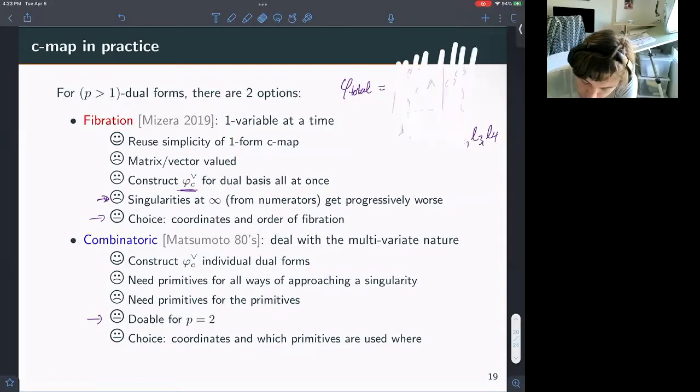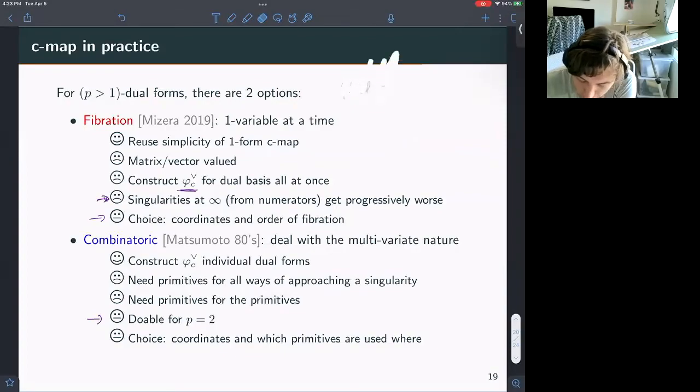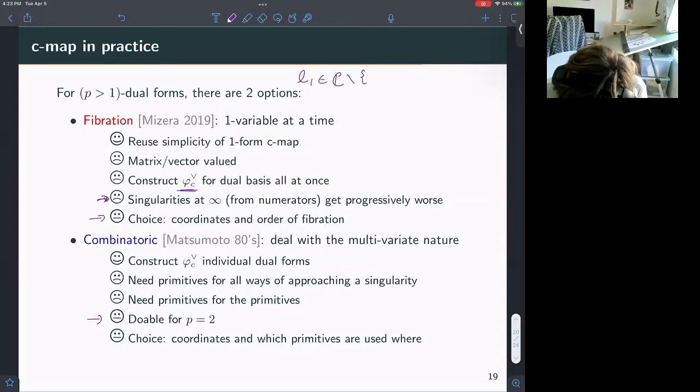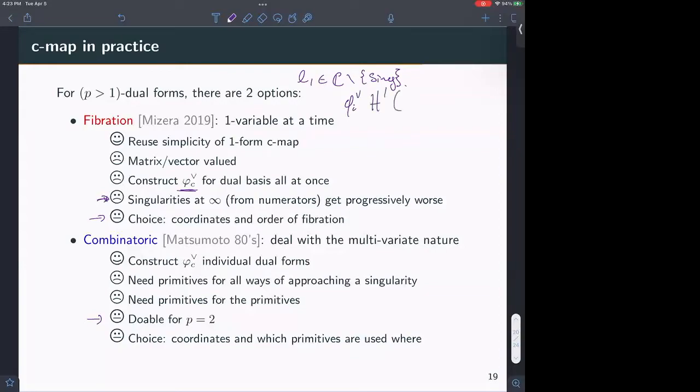Right. Okay, so the fiber is going to be, yes, we're going to do this one variable at a time. So it's just going to be C. So it's going to be like, say, some component L1 in C, and we're going to model it by some singularities here. And we're going to construct a basis phi i for the... I'm confused about your one-dimensional cohomology. I'm confused by your notation.